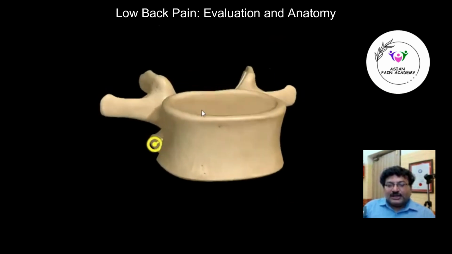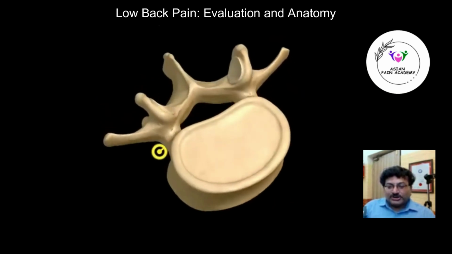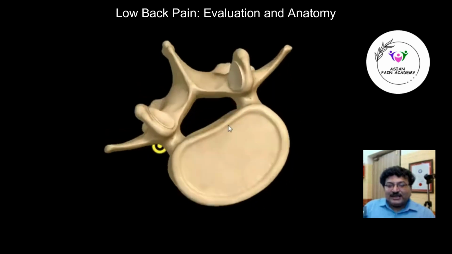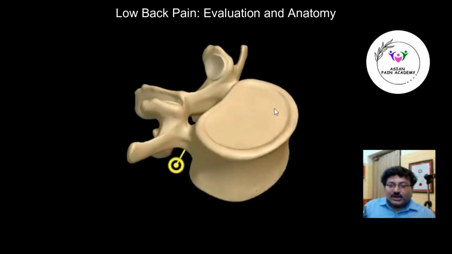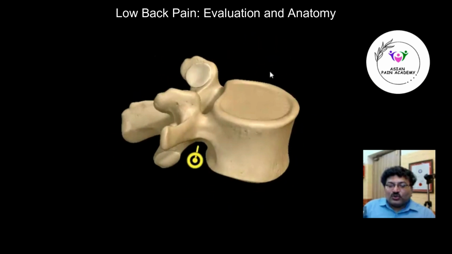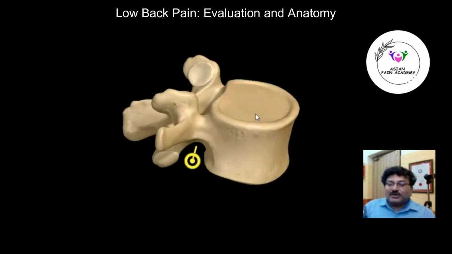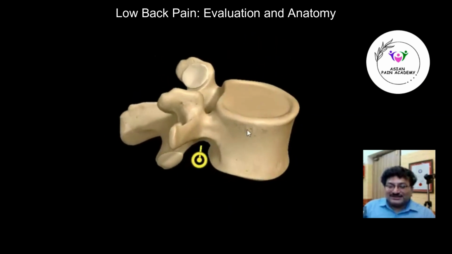For example, it has a vertebral body. So you can see anteriorly, this kidney-shaped portion is the vertebral body. The vertebral bodies are stacked one over another with the help of the intervertebral discs.